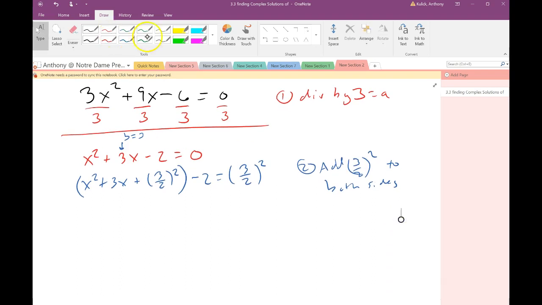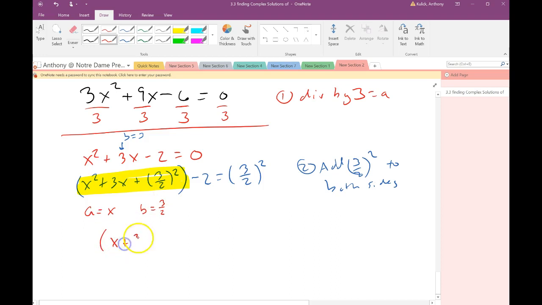Okay. Now, this piece here is by very definition a perfect square. The first term is x squared. The last term is 3 over 2 squared. So I can use those to just say it's x plus 3 over 2 squared. And then 3 over 2 squared is just 9 over 4, where I squared the top and squared the bottom.